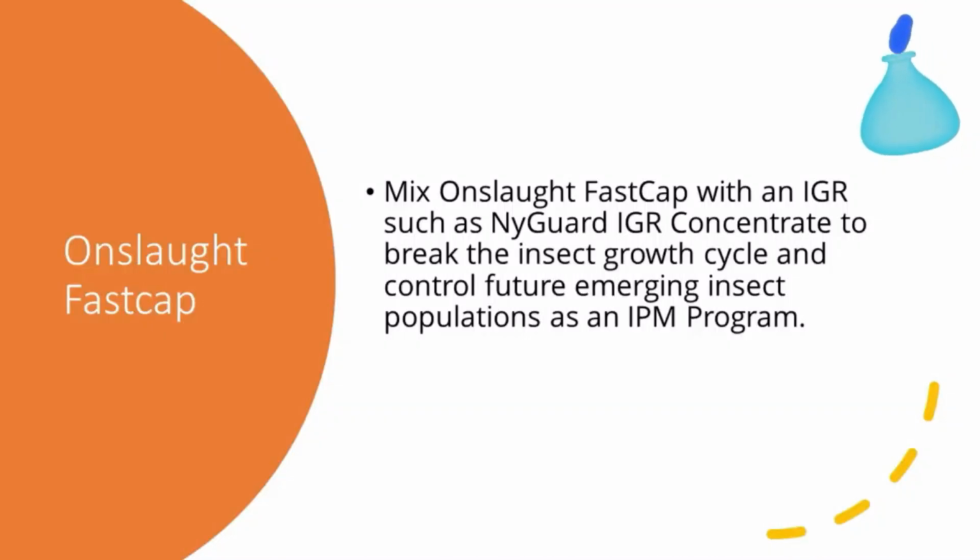Onslaught Fast Cap. Mix Onslaught Fast Cap with an IGR such as Nygard IGR concentrate to break the insect growth cycle and control future emerging insect populations as part of an IPM program.